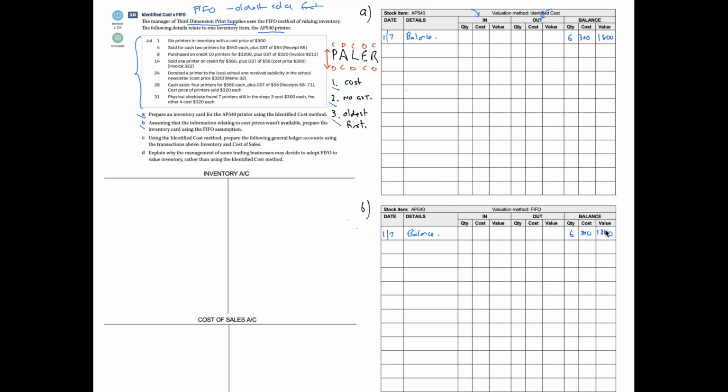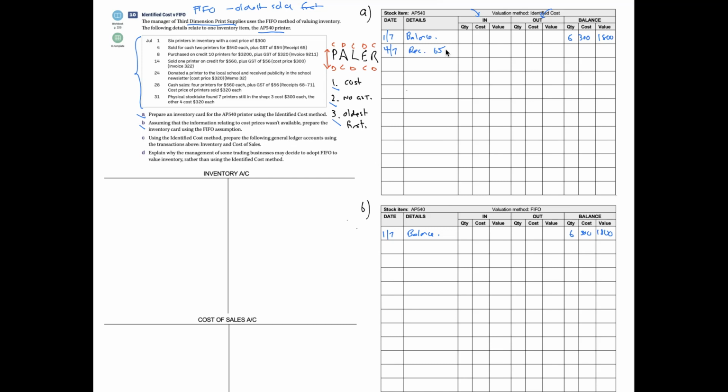In this case, we have sold 2 printers for cash for $540 each plus GST of $54. So we'll recognize that, for our identified cost, it occurred on the 4th of the 7th. Our detail is always our source document. This will be our receipt 65, and you shouldn't abbreviate, but I will for the sake of it.